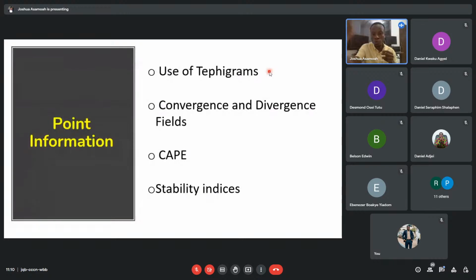Because we don't do upper air soundings here, you wouldn't get satellite tephigrams for specific areas here. And so you want to rely on some of these things. It's from the U.S. government, and they have been quite helpful over time. So if you want to use them for forecasting for Kumasi or any place in the country, that would be quite useful. I'll share the link with you later, but I forgot to put it here.